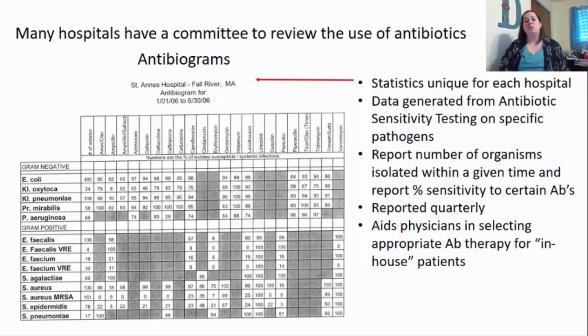It also helps us report the number of organisms isolated within a given time of a report. This lets us know the percentage of sensitivity to certain antibiotics. Were the antibiotics useful and helpful against the disease? This is normally reported quarterly, so every 3 months, and this aids physicians in selecting appropriate antibiotic therapy for in-house patients. All right, so this is going to be unique from hospital to hospital, but it does allow them to be able to cater that treatment to those people.